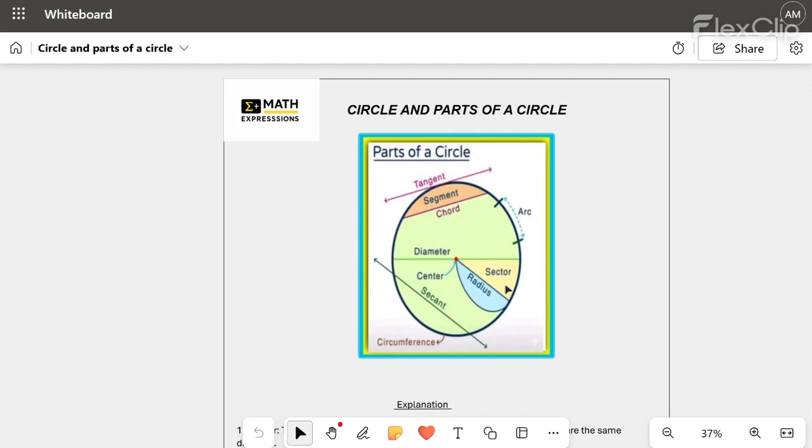Why is this important? It's because in our upcoming videos, we will be making use of all these terms. For those of you that might not be familiar with some of these parts of a circle, that's why I've created this video to explain to you all the parts of a circle, so that as we'll be using them in our upcoming videos, some of these parts of a circle won't sound strange and new to you. So without wasting much of our time, let's get started.